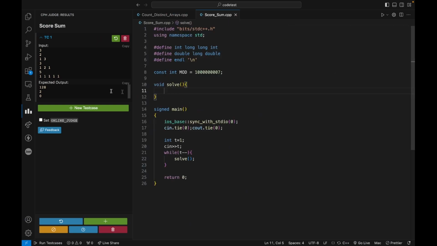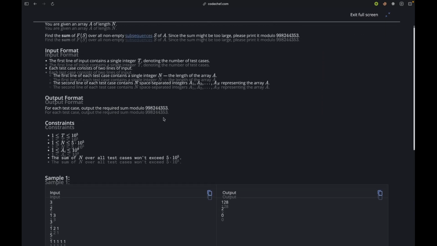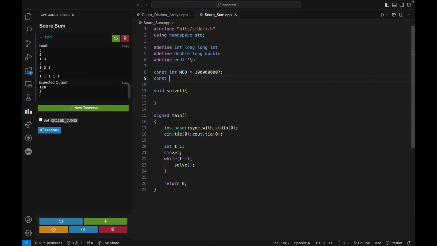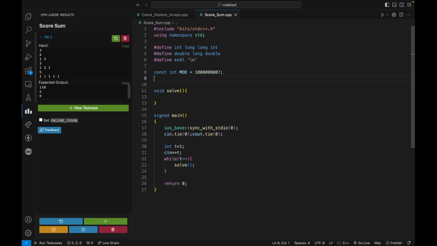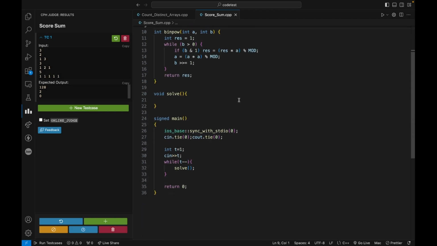Now first thing I need to do is calculate the powers of 2, right? So for that I will just see what is the maximum possible n here. So n goes to 5 into 10 to the power 5, so I will say okay, constant capital N equals 5e5 plus let's say 3. Okay, now we have that. Then I will make an array for, or maybe I don't even need to do that, but for efficiently calculating the power, I will use the binary exponentiation. I don't think it is required here, but just to avoid any TLE.